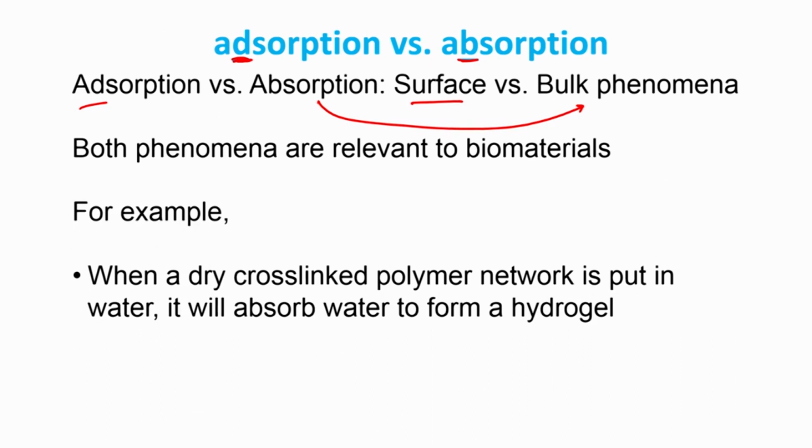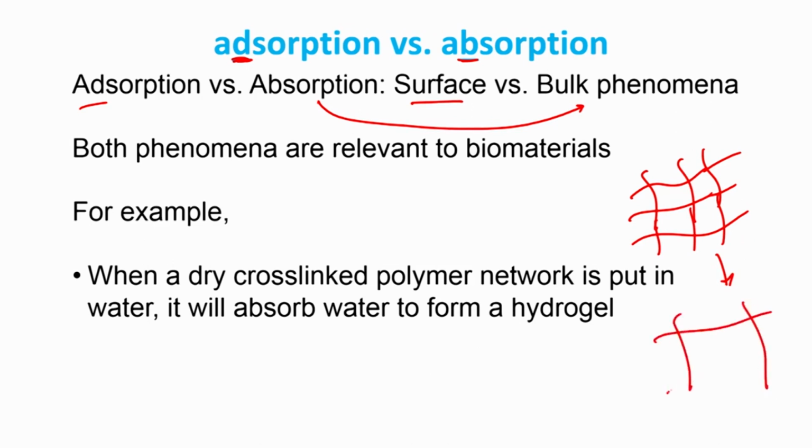Let us say I have a dry cross-linked polymer network, a hydrogel for example. I told you that a hydrogel will have a certain network and will have a very high tendency to absorb water. What that essentially means is the water is going to go throughout this network and will cause swelling of this network. So this is absorption of water.